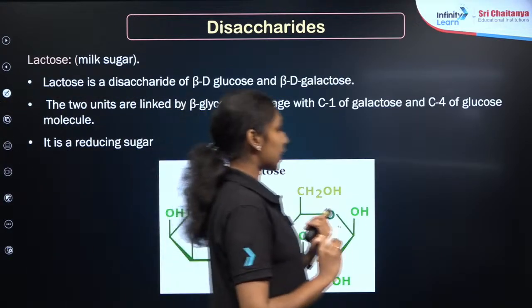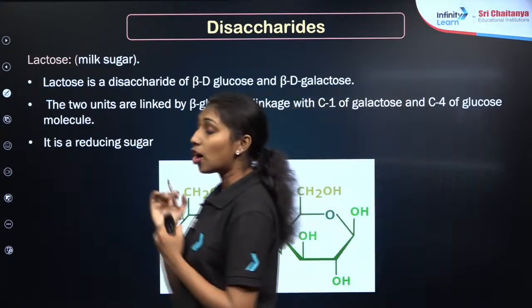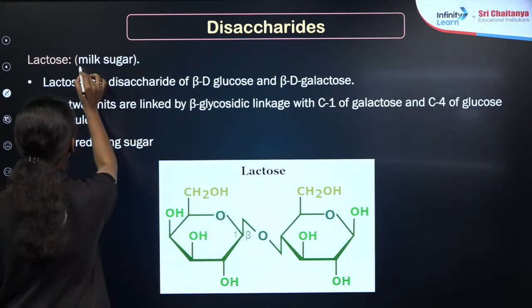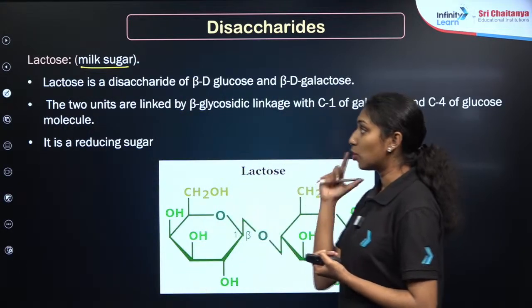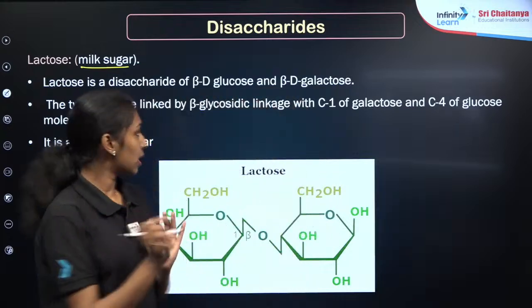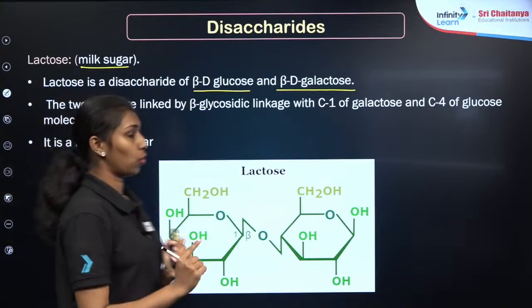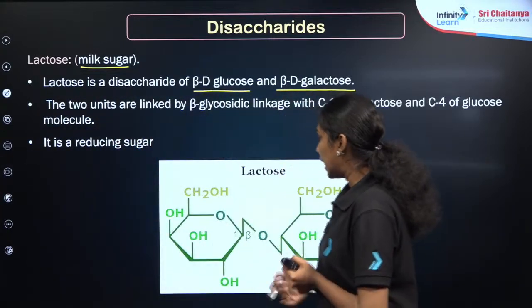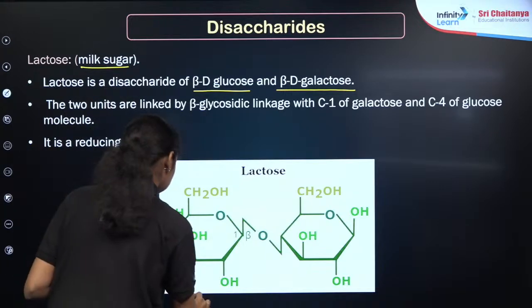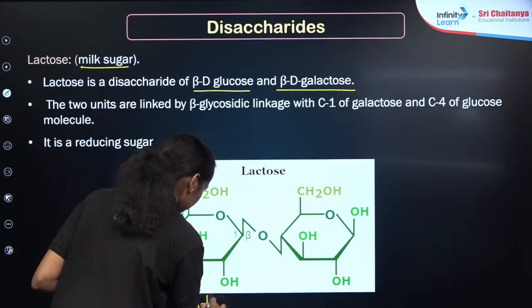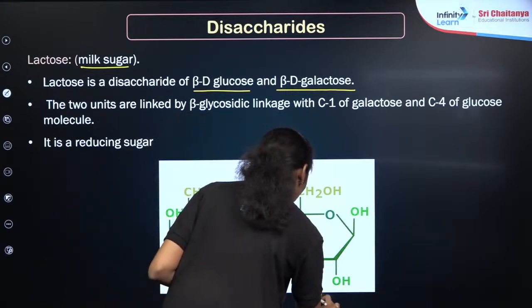Now, the second type of disaccharide is lactose, which is the common carbohydrate found in milk. So, it is known as milk sugar. The combining compounds in the case of the disaccharide lactose are beta D-glucose and beta D-galactose. As you can see over here, this is the structure. This first one is the galactose. This one is the glucose.